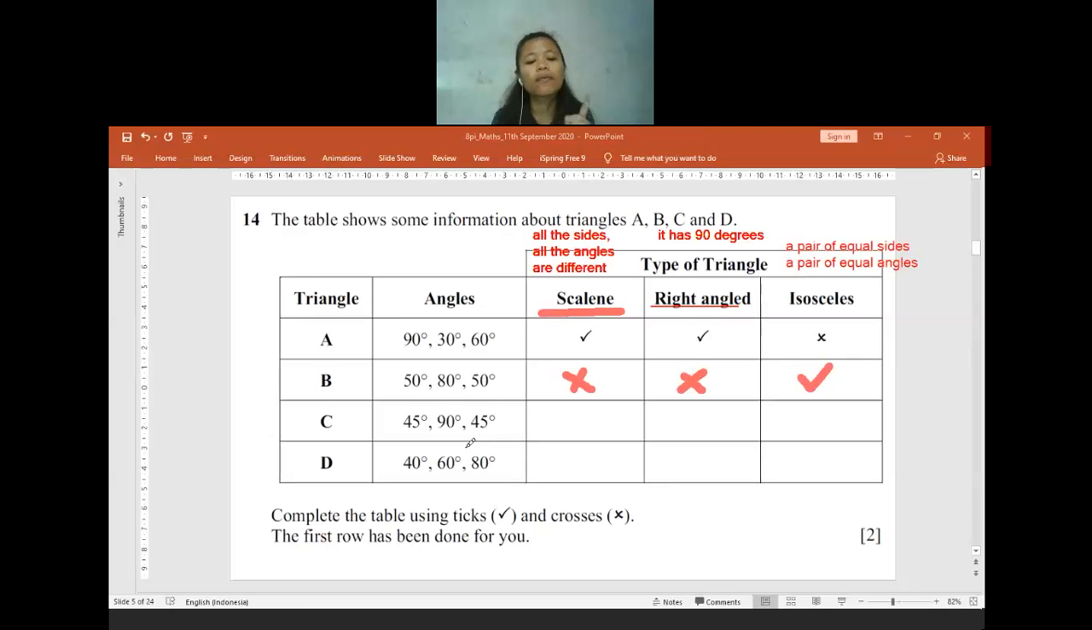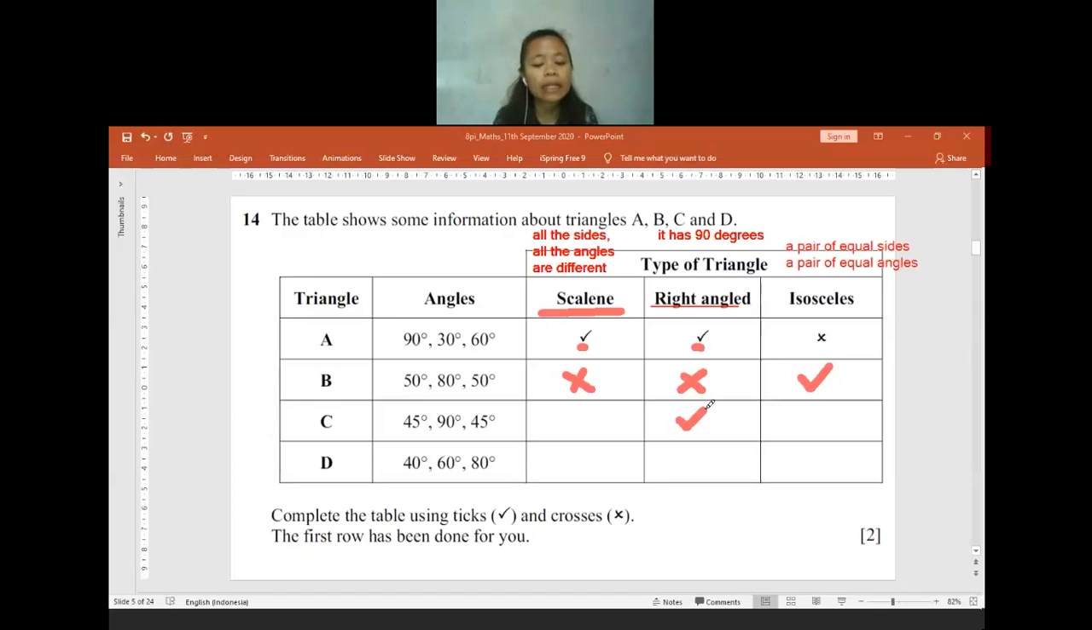For question C, 45 degree, 90 degree, 45 degree. So what type is it? Is it isosceles? Is it a right angle? Is it scalene? The tick point can be in two places. Just look at example A. The tick place, we can put it in the two boxes. It doesn't have to be only one.